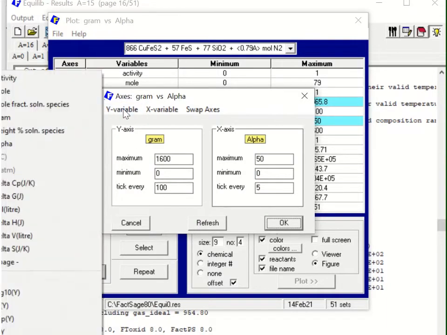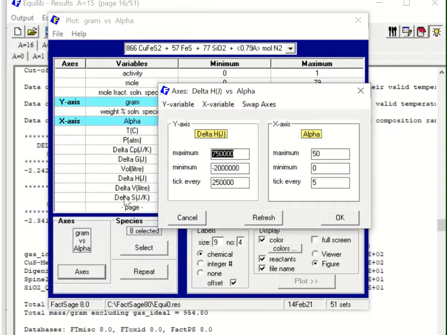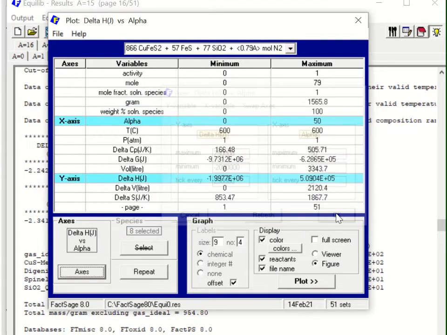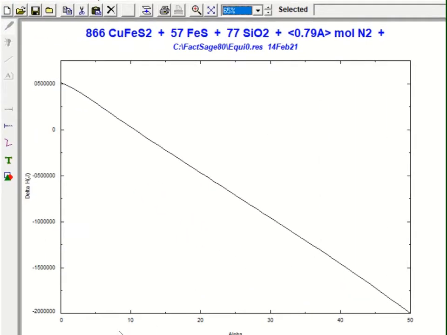So y-axis. Now I want to plot, for example, enthalpy, as we've seen before. So delta H, energy change, and refresh and OK. And because the enthalpy is not depending on the species, it's a system value, you don't have to select any species, and then you can simply plot. Then you can see the result like this. So depending on the alpha, you can see the H change here. So H equal to 0.